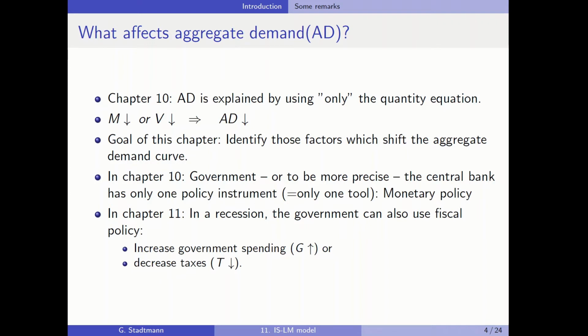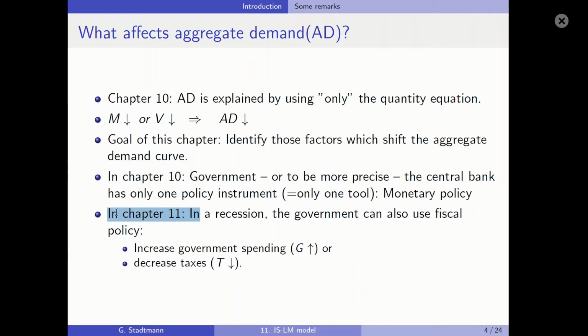Furthermore, in chapter 10, the government, or to be more precise, the central bank, only had one policy instrument, only one policy tool to influence the economy, and that was monetary policy. So in case that a negative shock in the velocity decreased the demand in our economy, the central bank could increase money supply in order to counter this effect. In chapter 10, there was only one tool.